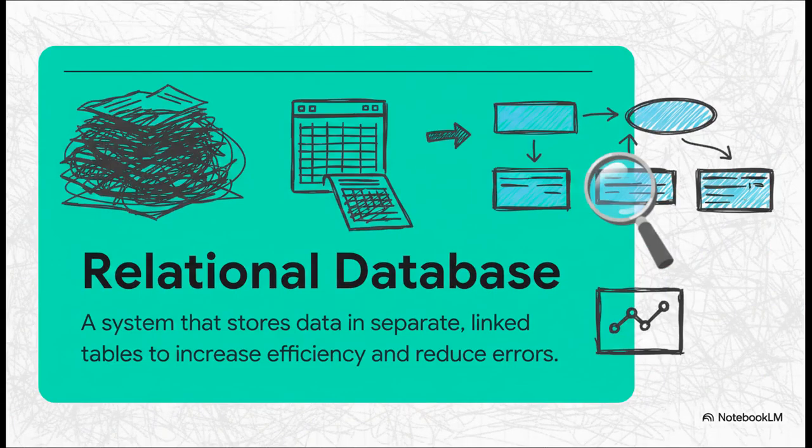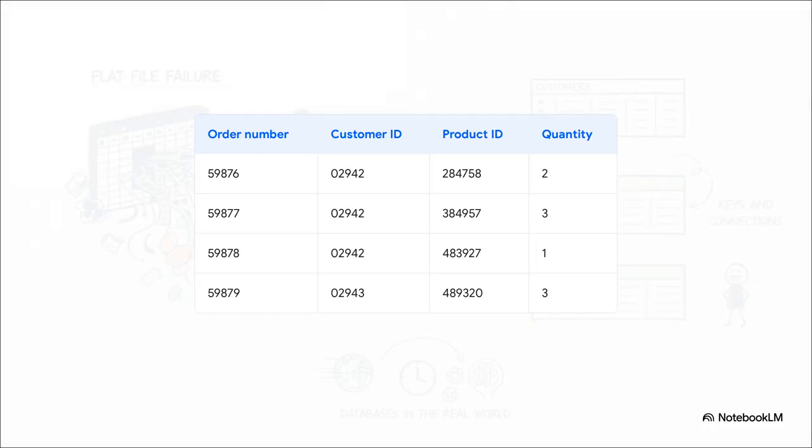So what exactly is this thing? Well, it's called a relational database. And instead of one giant list, it stores information in several smaller specialized tables that are all logically linked together. The best way to think about it is like having a separate clean address book just for your customers, a perfect catalog just for your products, and a dedicated ledger just for orders, and they all work together in perfect harmony.